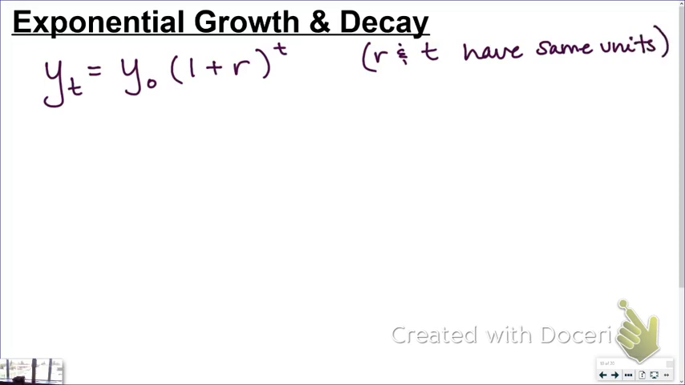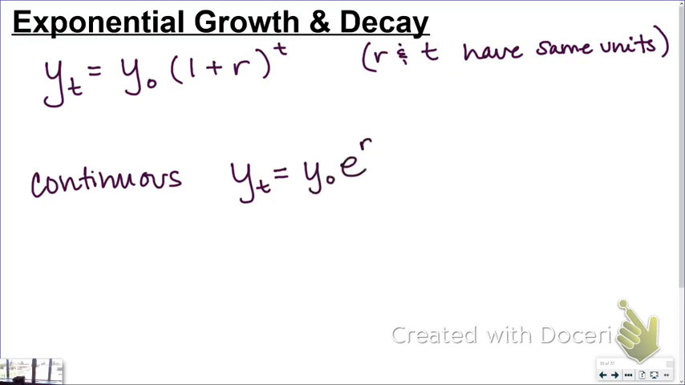Meaning, if r is an annual interest rate, t must be in years. And you can also look at continuously compounding interest, and we'll actually prove this formula later. That says the amount you're going to have at the end of some time period is the amount you start with times e to the rt. That's the irrational transcendental number e.